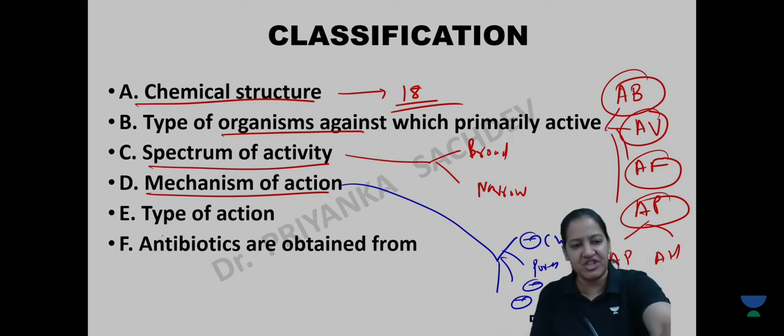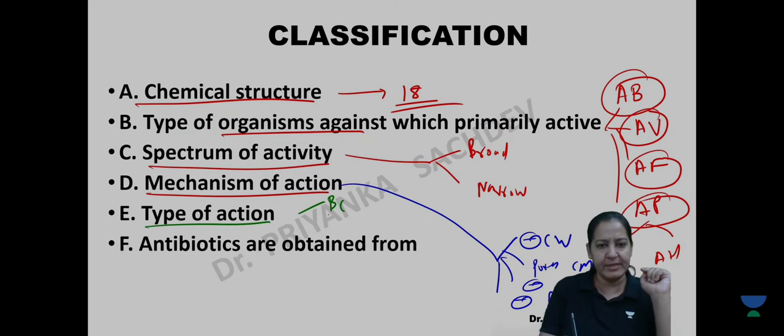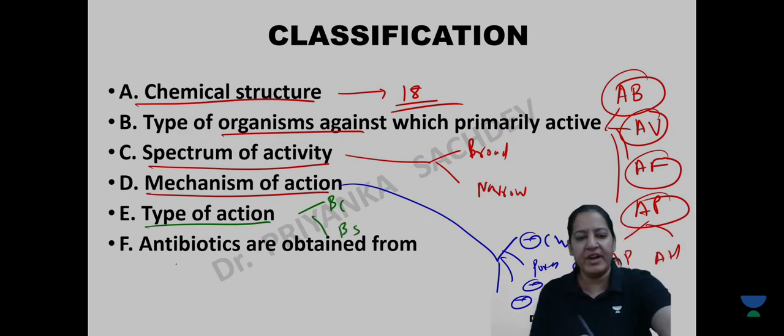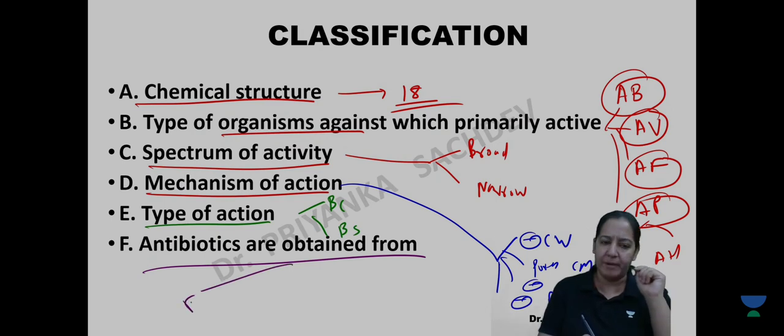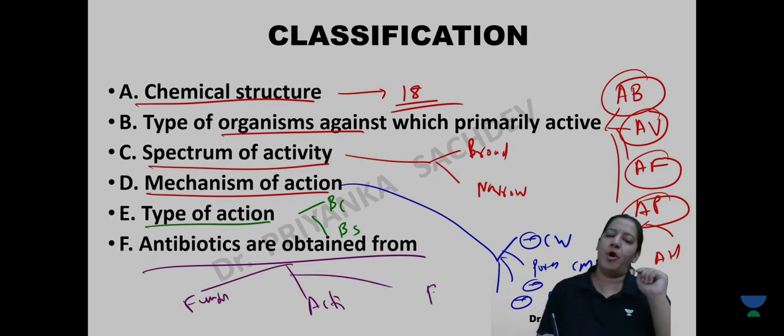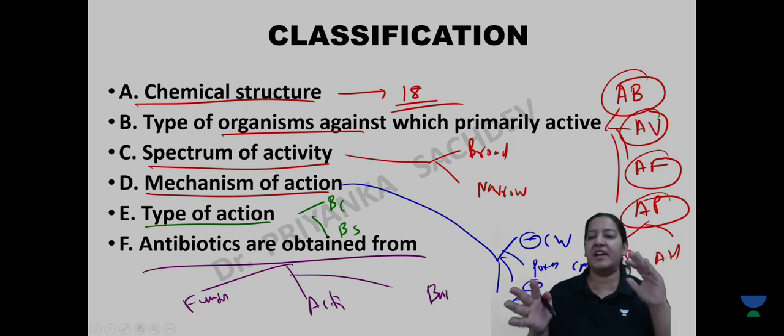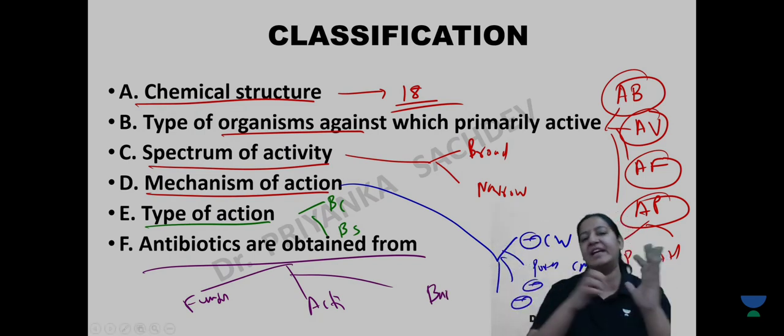Based on the type of action, they can be bactericidal or bacteriostatic. You know the difference between them. And based on their source, they can be obtained from fungus, from actinomycetes, or from bacteria. So based on each category, you should tell me the name of the drugs inside each category.